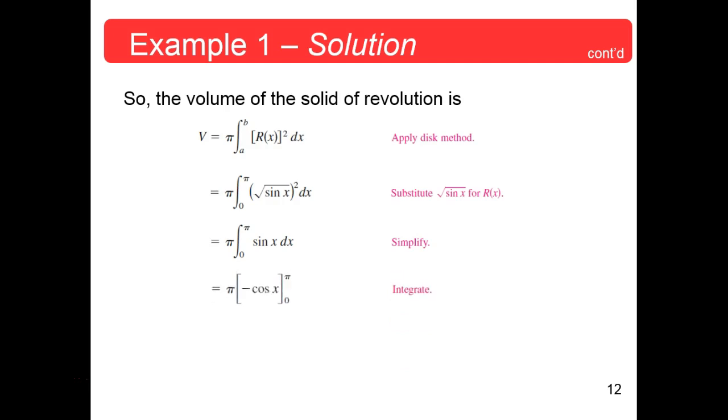And the antiderivative of sine x is minus cosine x. Remember, antiderivative is opposite signs from what the derivative is. Okay? So then you evaluate that from 0 to pi.